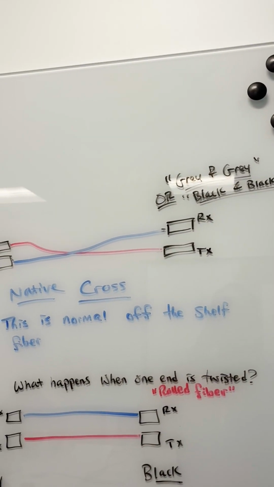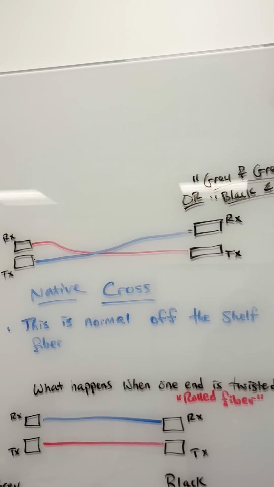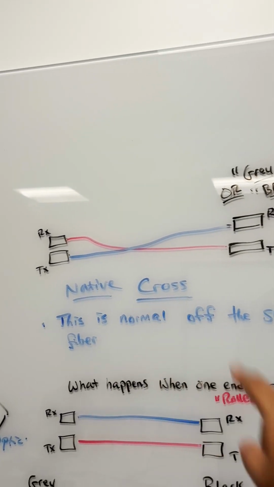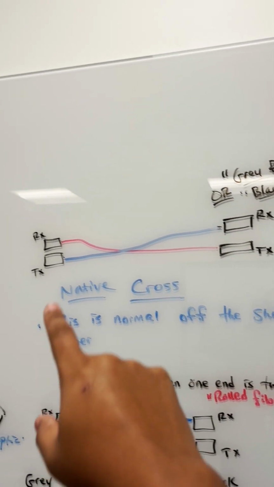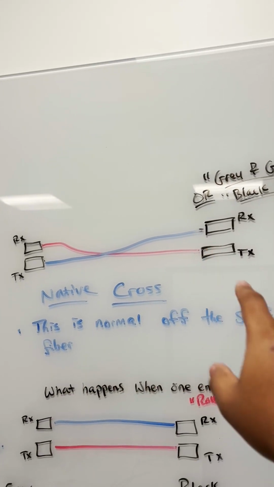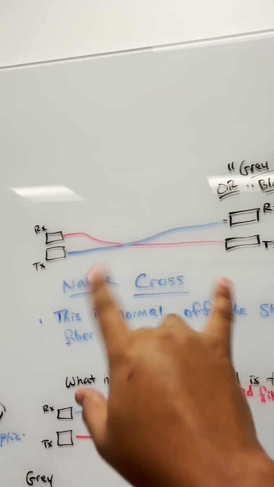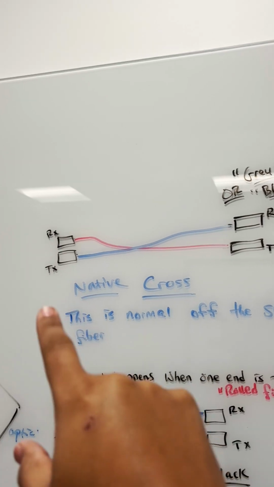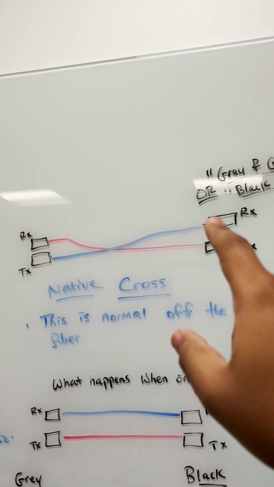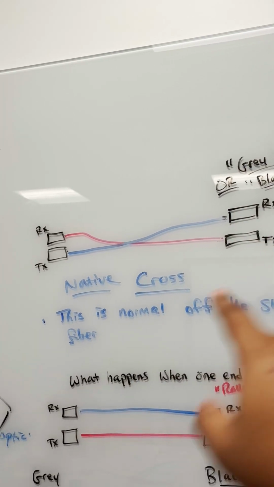When you buy a new piece of fiber off the shelf, it's going to have what's known as a native cross, meaning that TX will go to RX and TX will go to RX on both ends, right? One side of the fiber transmits, the other end listens.